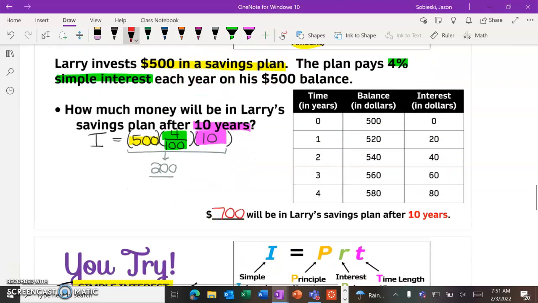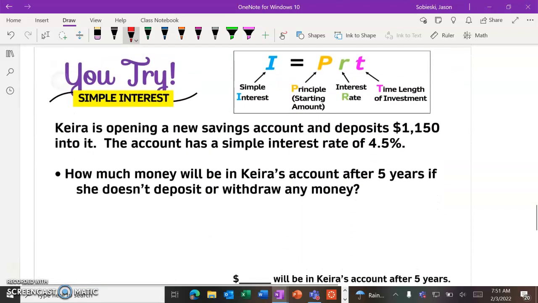Okay, so I know that was a lot, but we're going to have you try one, and we're going to get you set up first. Again, principal is what you're starting with. Your interest rate is going to be the percentage, and the T, the time, will usually be in years. So if we look, the principal: Kira is opening a new savings account and deposits $1,150. So that is your principal. Your interest rate, they tell you, is 4.5%, and the time is going to be 5 years.